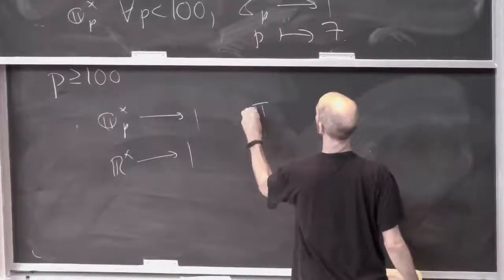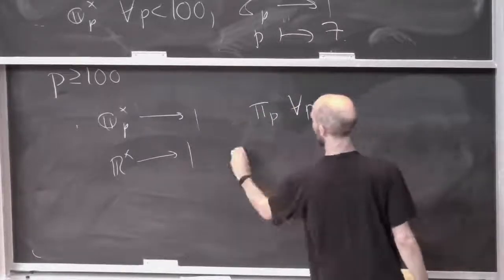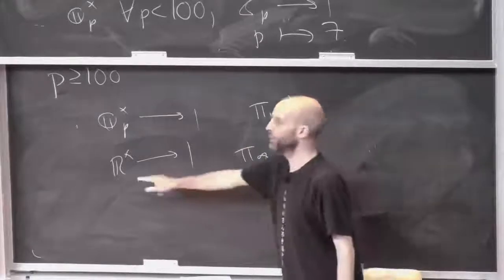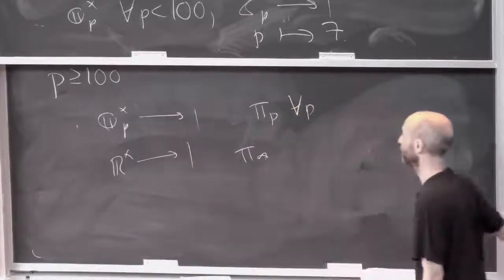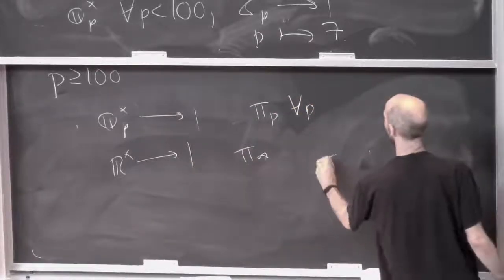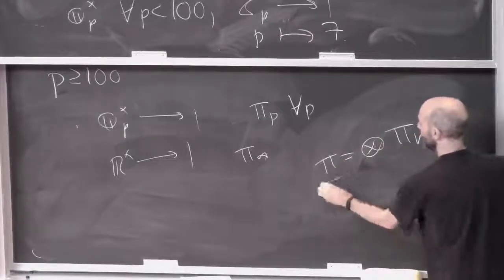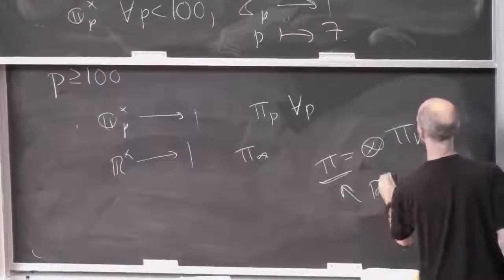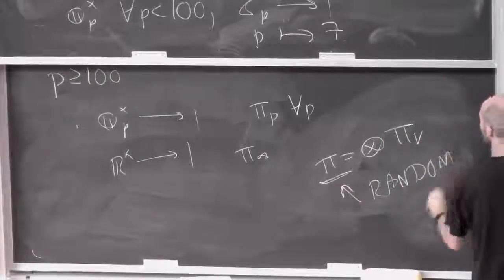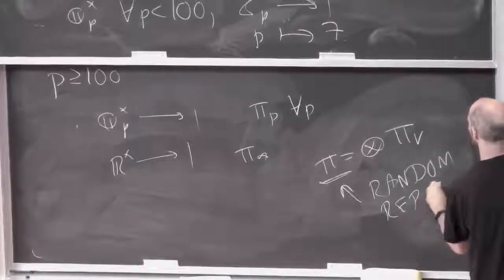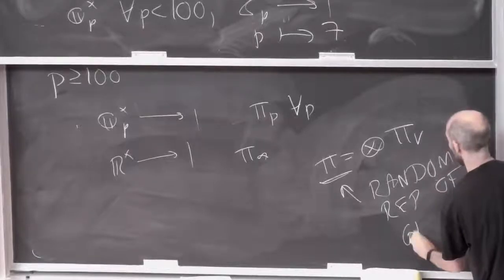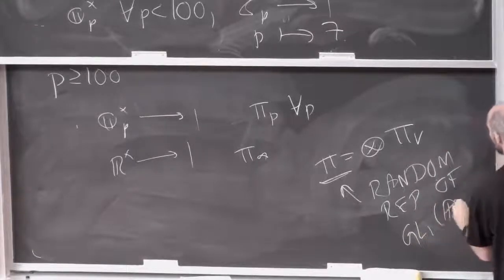So now we have pi_p for all p, and we've got pi_infinity. We need a representation of GL_1 of the reals. It's the trivial one-dimensional representation. Great. And we define pi to be the tensor product of the pi_v, right? And here's a random representation of GL_1 of the adeles of Q.